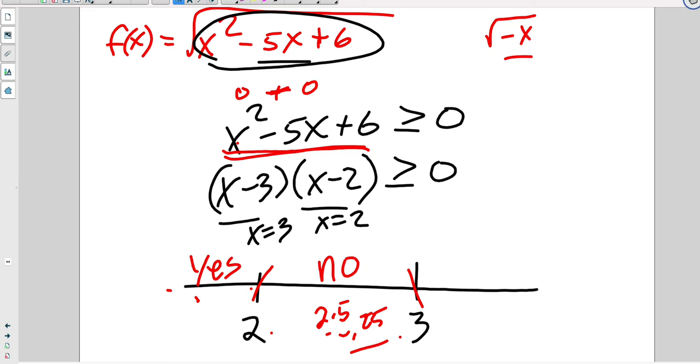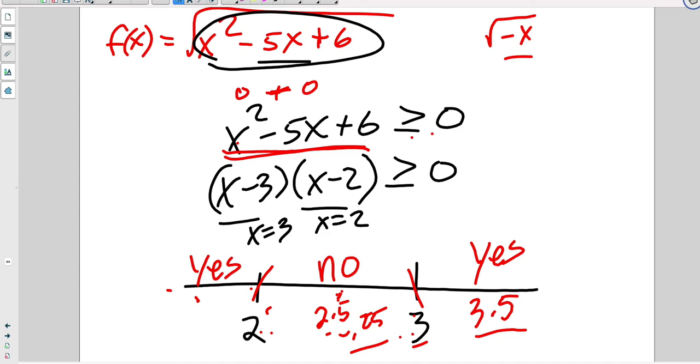If I pick any number between here and here, and that's how this works, any number between 2 and 3 will give us a negative number. So the function is not greater than or equal to 0 between 2 and 3. Let's check over here. Let's pick a number that's over here. How about 3.5? 3.5 is greater than 3. So it's in this area. So if I put 3.5 in, squared minus 5 times 3.5 plus 6, I get 0.75, which is greater than 0. Okay?